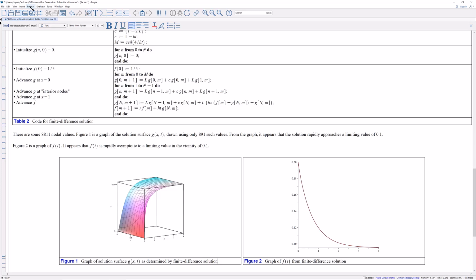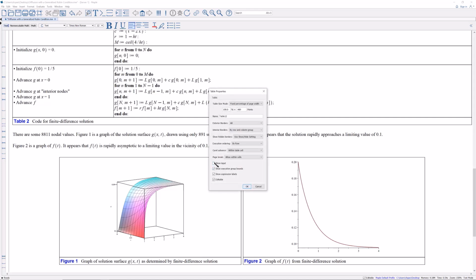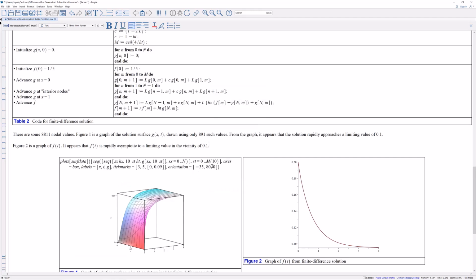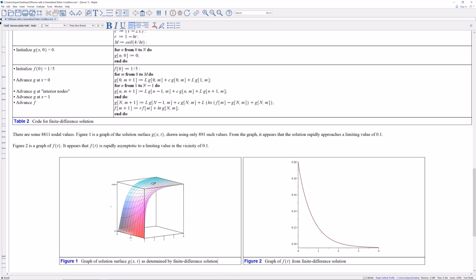It's Format, Table, Properties, and you see that Show Input. Check that so that the input shows, and you can see here was the code that generated this graph using surf data, and here's where I make points, and surf data then takes the points and draws the graph. And I did the same thing back here. And so you can see what the solution surface looks like and what f of t looks like.